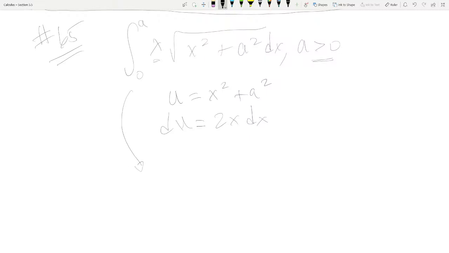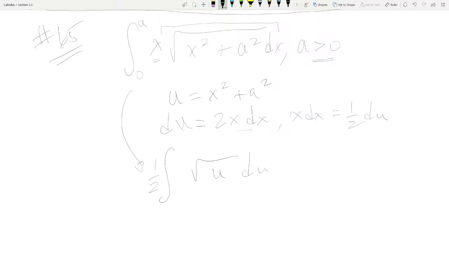Let's substitute here. I've got square root of u by design. Then I've still got the x dx to substitute for. I can find that right here. X dx is 1/2 du. So I'll put that in.